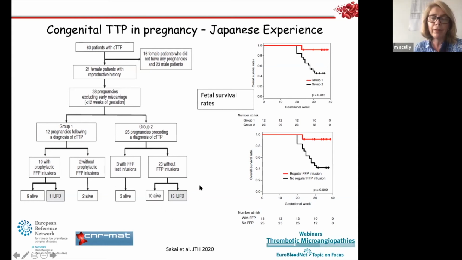So there is some level of variability even between pregnancies for women, and it can be that if there's not a problem with the baby, the ladies themselves may have end organ damage, and that's typically TIA, stroke, severe depression, renal impairment, or cardiac disease. These graphs regarding overall survival rate are, I think, quite convincing. The overall survival in group 2, that is preceding diagnosis of congenital TTP, is far less than those that are managed following a diagnosis of TTP. And in the bottom graph, we can see regular plasma infusion was associated with a far better outcome than no treatment.